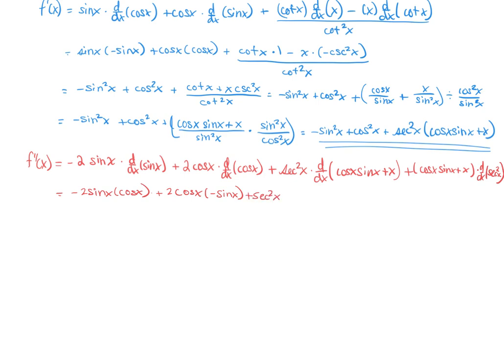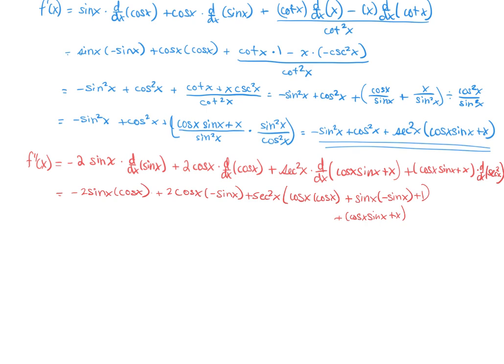plus secant squared x times. And now we've got cosine x sine x plus x. Well, let's see what happens when we do cosine x sine x, which, by the way, we've already done. We would get cosine x times the derivative of sine x, which is cosine x, plus sine x times the derivative of cosine x, which is negative sine x, plus the derivative of x, which is 1. That is the first times the derivative of the second, and then we will add, I'll have to add it underneath, I kind of ran out of space, the second, which is cosine x sine x plus x, times the derivative of secant squared x.